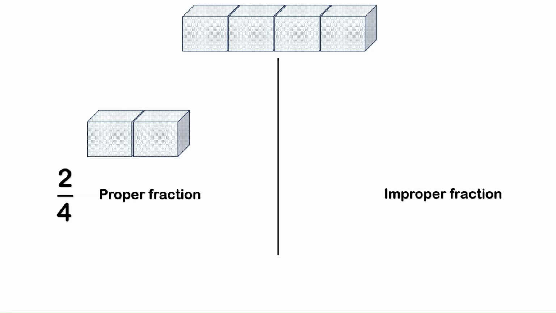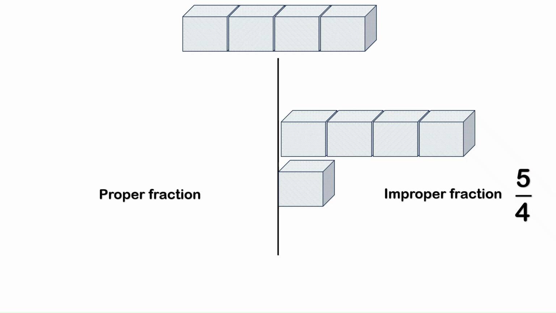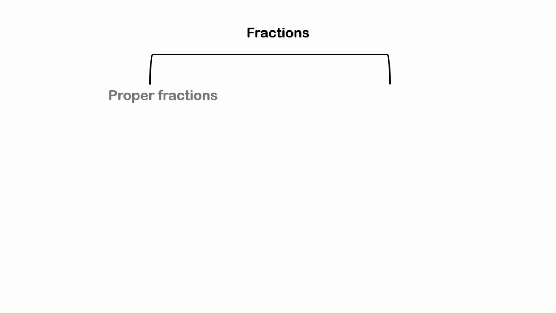What if we take 3 parts? Again, it is a proper fraction and the numerator 3 is still smaller than the denominator 4. Do you see the pattern? In proper fractions, the numerator is always smaller than the denominator. But in case of improper fractions like this, the numerator is greater than the denominator. Let's look at one more example. Even here, the numerator is larger than the denominator. This shows us the two fundamental types, proper and improper.